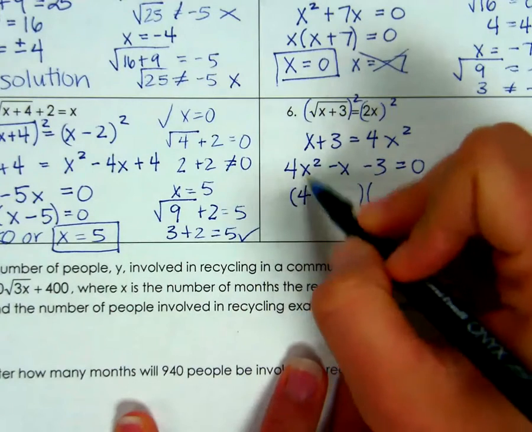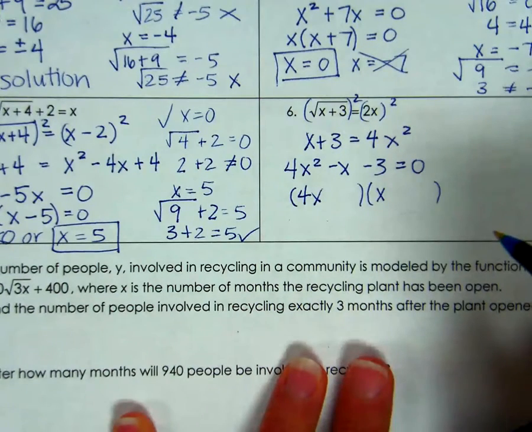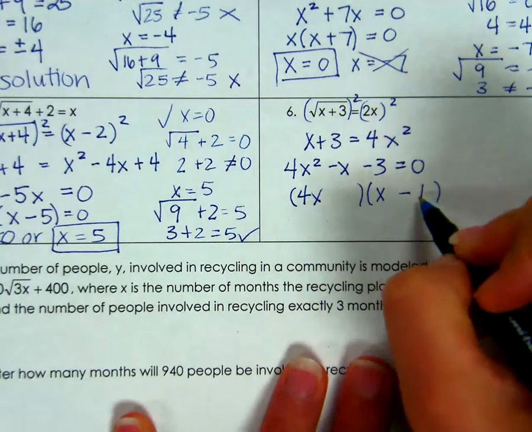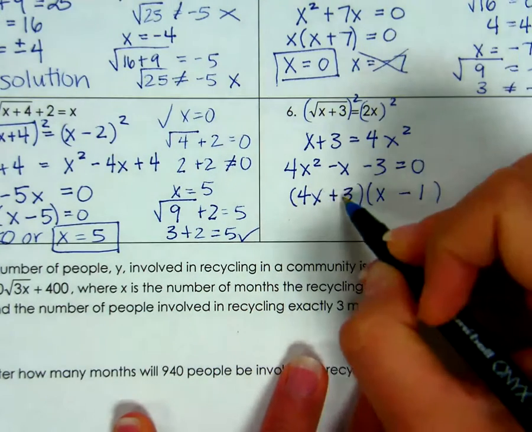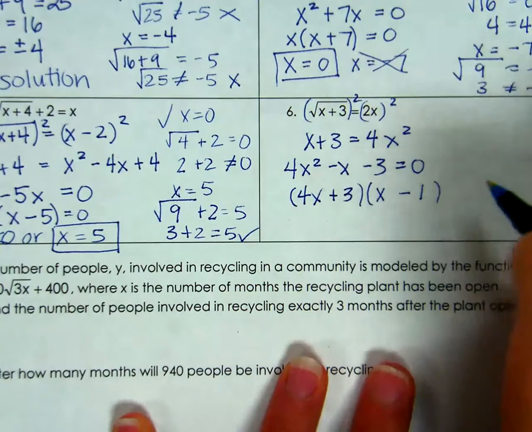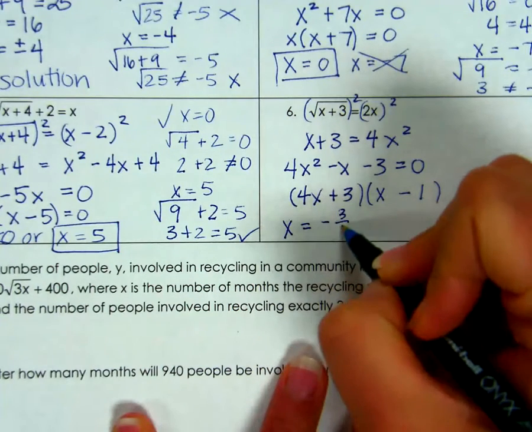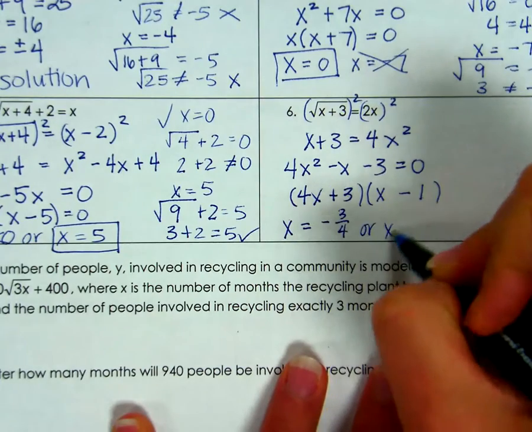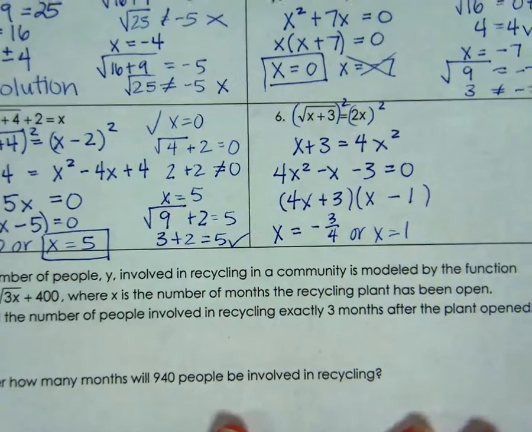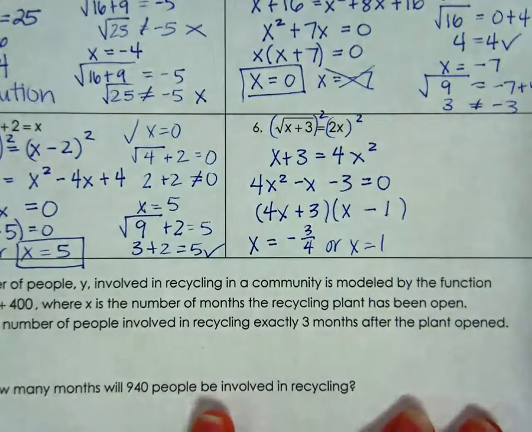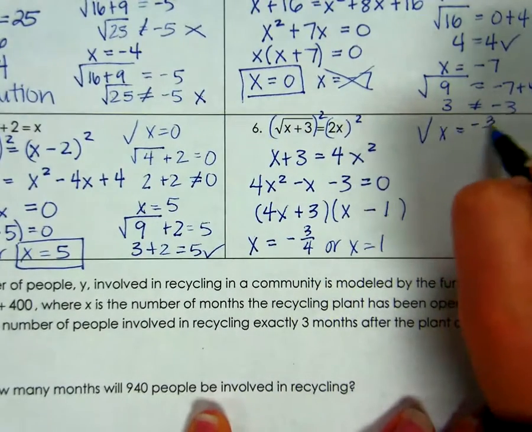I already completed it, so I have 4x times x, and a minus 1, that'll give me negative 4x. Then I'm going to add 3, so there's my negative 1. 3 times negative 1 is negative 3. So x could equal negative 3/4, or x could equal 1. Sometimes they will both work, so there's not always going to have to be an extraneous answer whenever two solutions pop up. So let's check the first one, x equals negative 3/4.